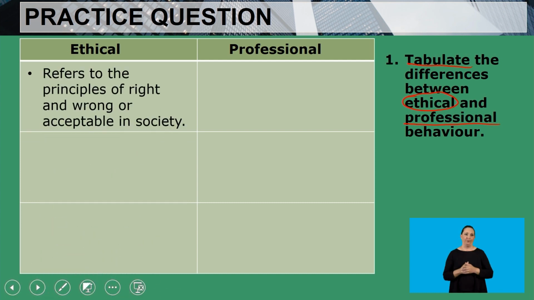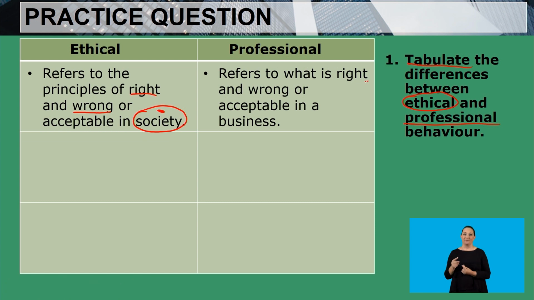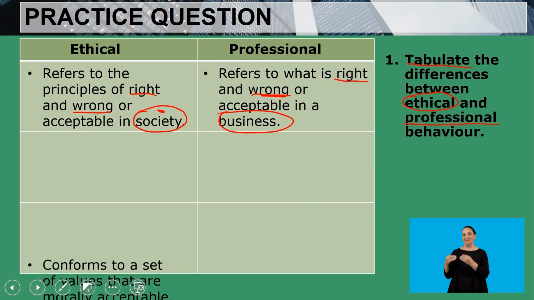Then, ethical behavior refers to the principles of right or wrong or acceptable in society. Now you will see that I am highlighting the most important point here. When we are behaving ethically, we simply check what is it that is correct according to who? The society. Now, when we talk about professional business practice, we are referring to what is right or what is wrong according to who? The business. Ethical refers to society, whereas professional refers to the business.